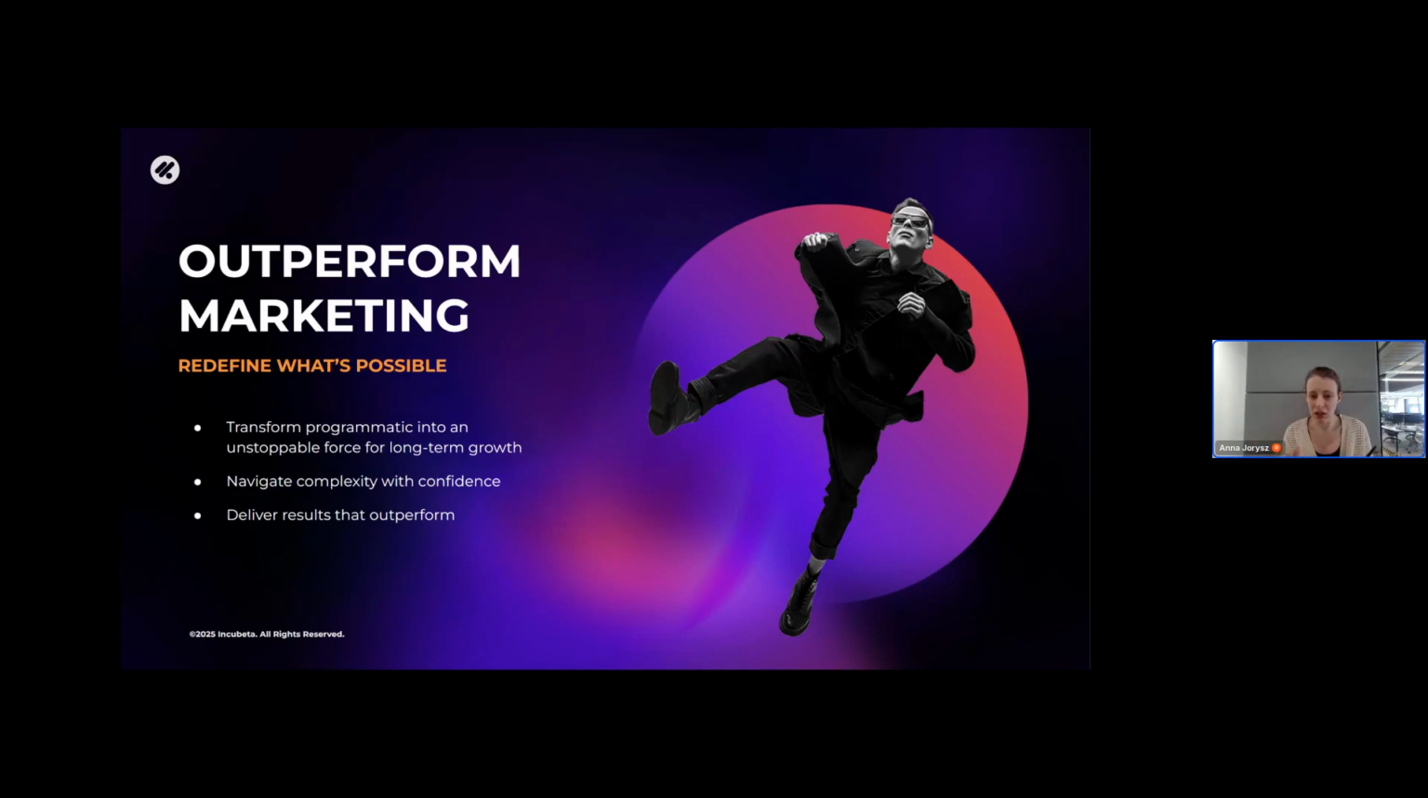What we're really looking to do is drive long-term growth. We're looking at how we take programmatic and turn it into something that will drive those true business results and do so in a sustainable way that can allow you to grow over the long term. We're also looking to help you navigate complexity with confidence.